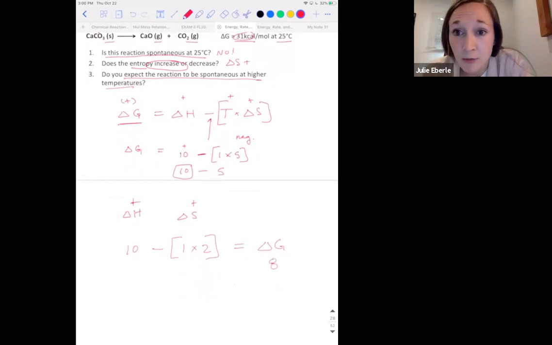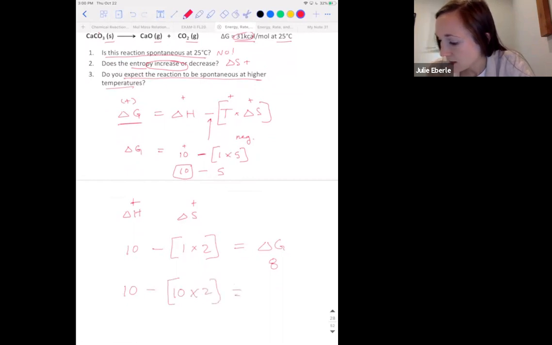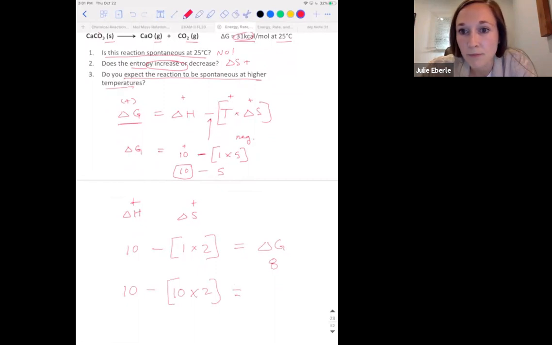Now let's crank up the temperature. Let's crank the heat up. What number do you guys want to plug in for temperature? I'm going to plug in a 10. We're going to crank the temperature up times 10. 10 times 2. Now what's my delta G?